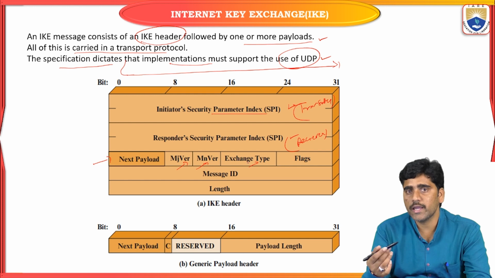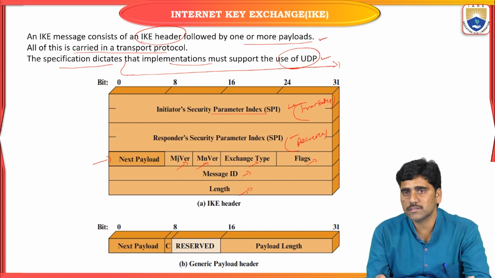Then the exchange type, that is the key exchange type, and the flags, the message ID, and the message length. These are all the fields contained in the IKE header format.